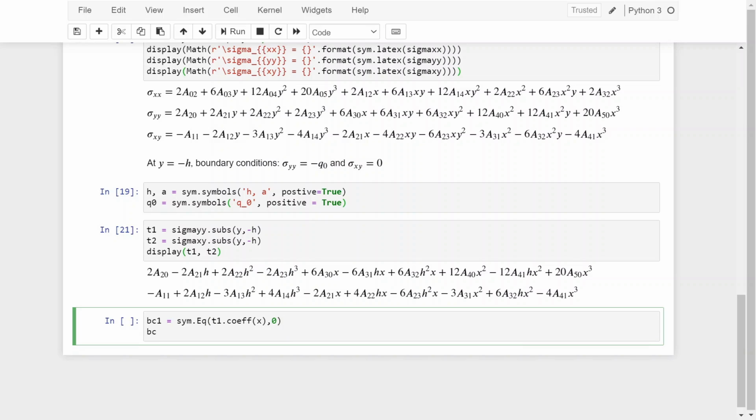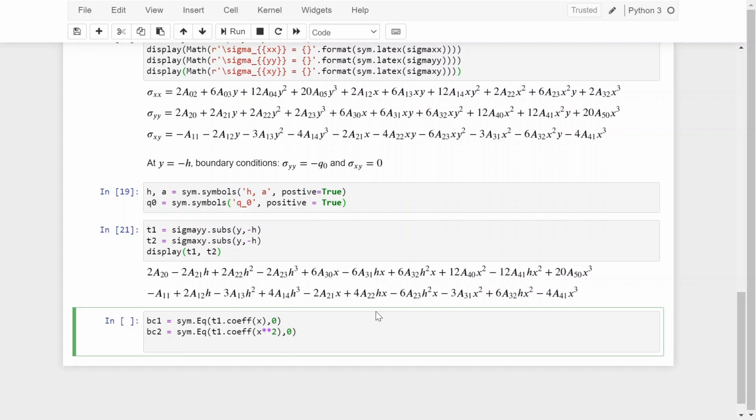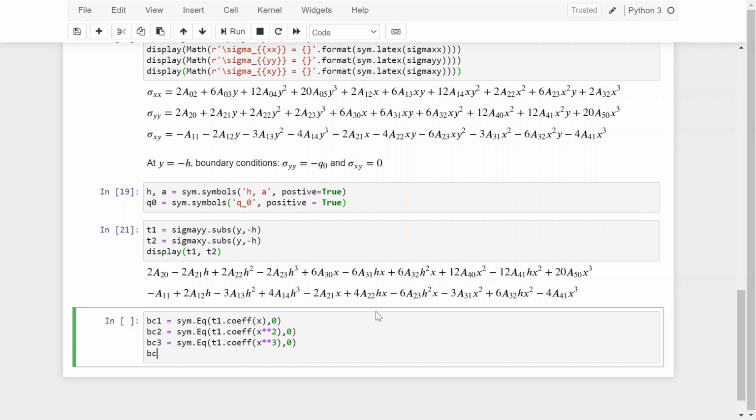Next, the second part of my first boundary condition will be the coefficient of x square set equal to 0. The third part of my first boundary condition will be the coefficient of x cube set equal to 0.